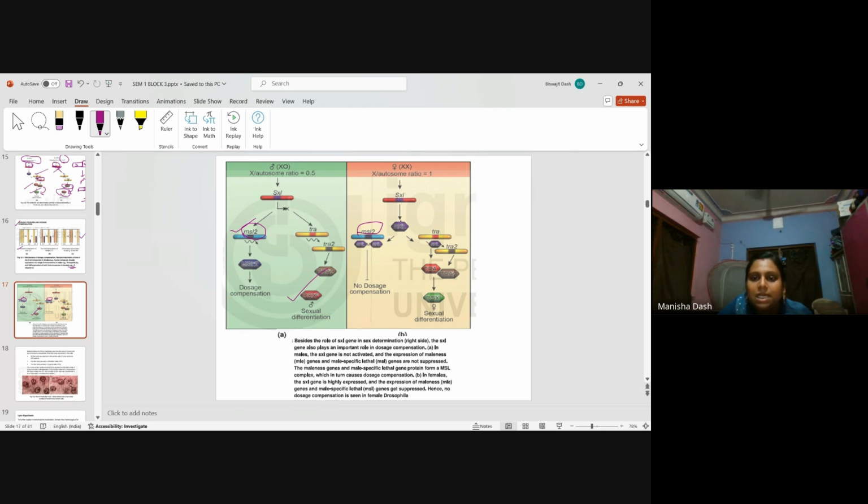Now, what will happen in case of females? Since in females the SXL is produced, the SXL inactivates the MSL2. So, since the MSL2 is not present, there will be no dosage compensation.